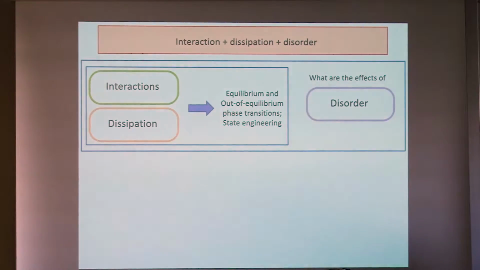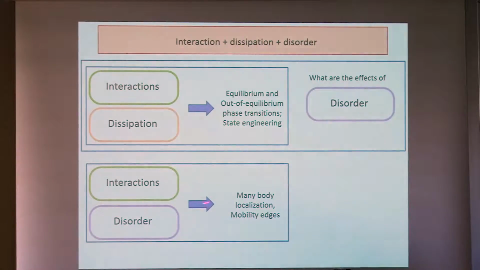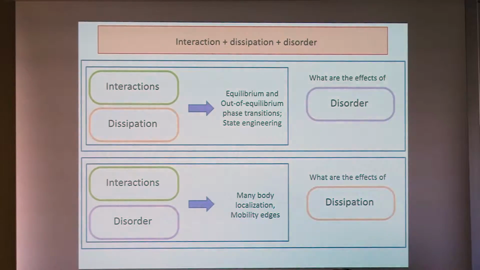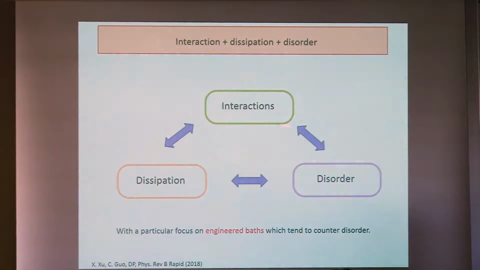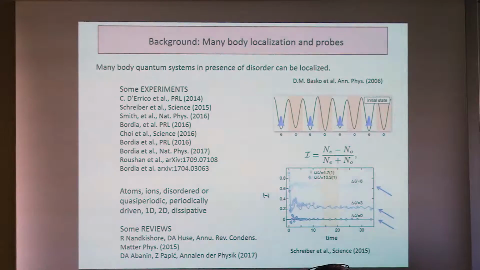And a question is, what happens when you add disorder? On the other side, interaction and disorder are also extremely interesting to put together. You have interesting phenomena like many-body localization, mobility edges, and so on. And the question is, what happens when you add dissipation? So we started to look at the interplay between these three factors: interactions, dissipation, and disorder. In particular, we looked at the case in which we have engineered buffs, which are designed to generate particular states. Since there has been no talk so far on many-body localization, I'll just give a quick overview.